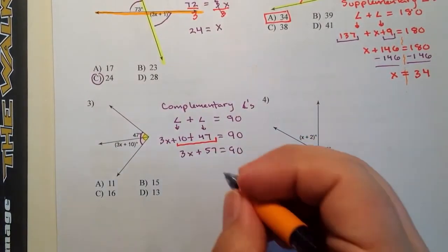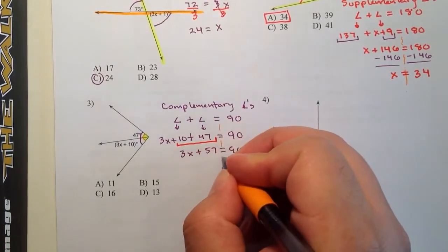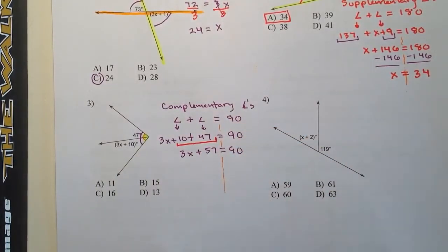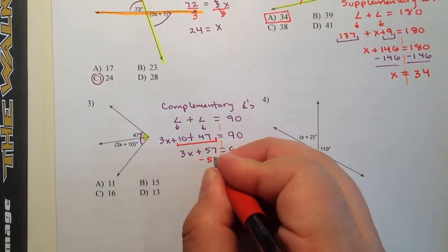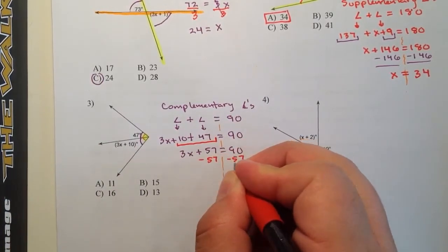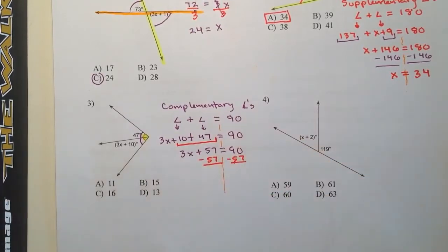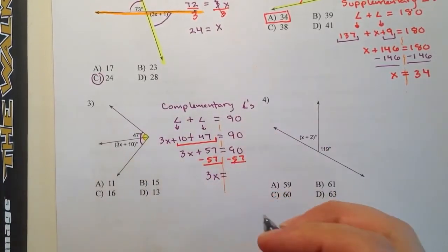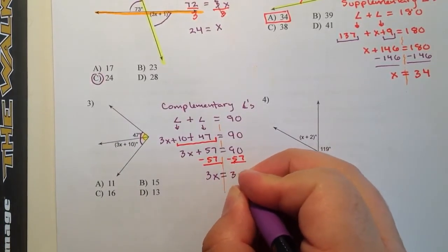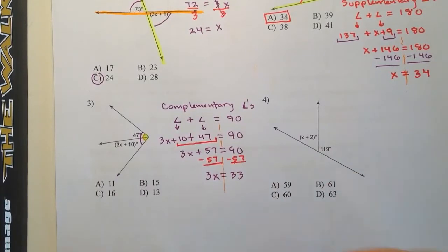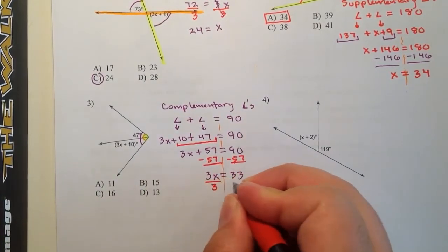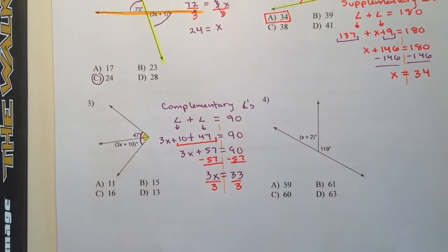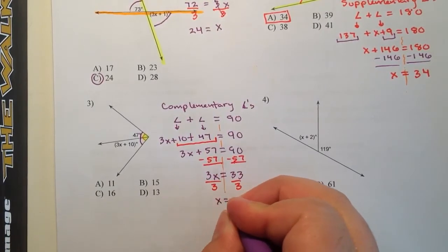As usual, don't forget, here's my equal sign. Notice how we keep the equal sign where it belongs there. Now I'm going to actually move something over to the other side. So I'm going to take away that 57 from both sides. And so I'm left with 3x. See, the equal sign always stays there. 90, take away that 57 is 33. And then my last step, as usual, divide by that 3. And we get our answer that x is just 11.